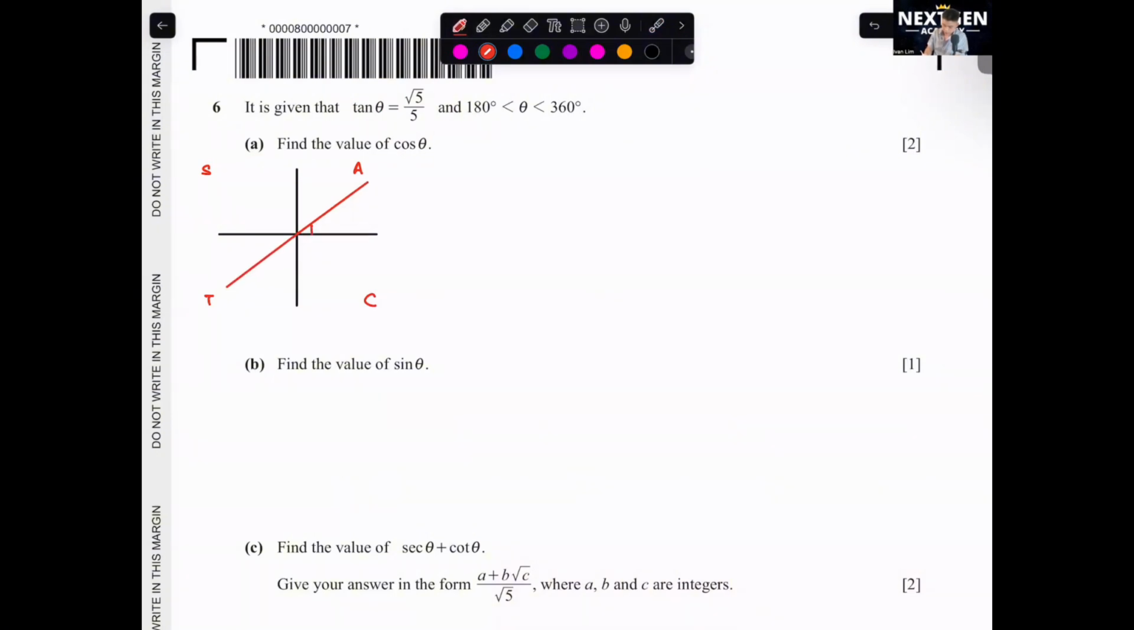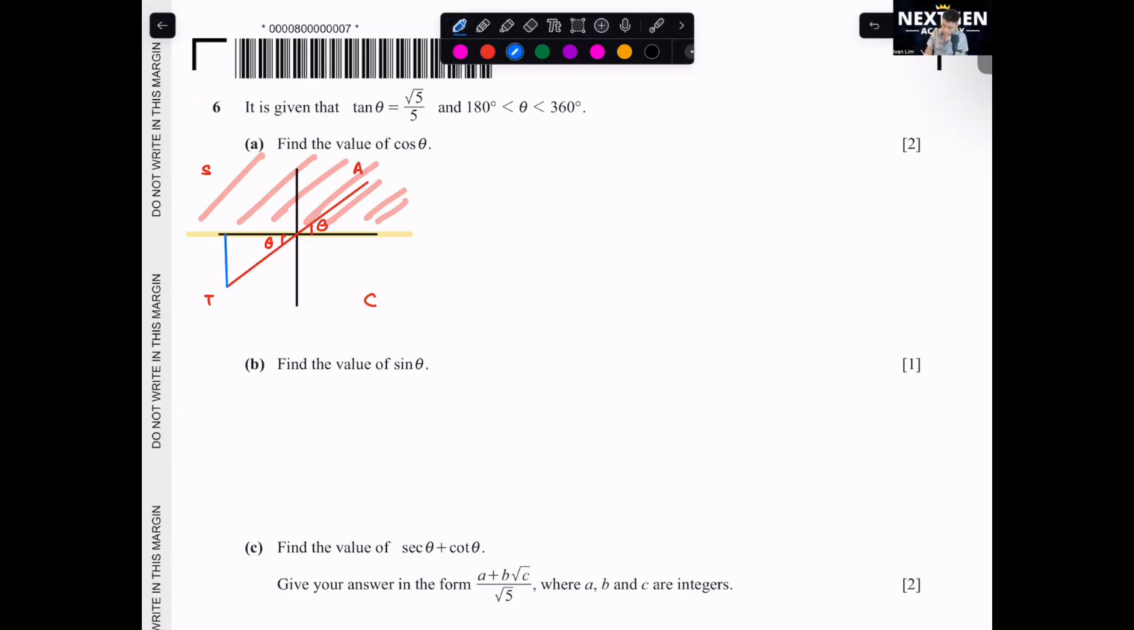Okay, they say theta, so we put theta here, theta here. Either quadrant 1 or quadrant 3, but they say this is within 180 to 360. So we only want the bottom part here. On the top, we don't want. So which quadrant is it at? The only possible one is quadrant 3. We first have to know this. Why is it important to determine that this is at quadrant 3?